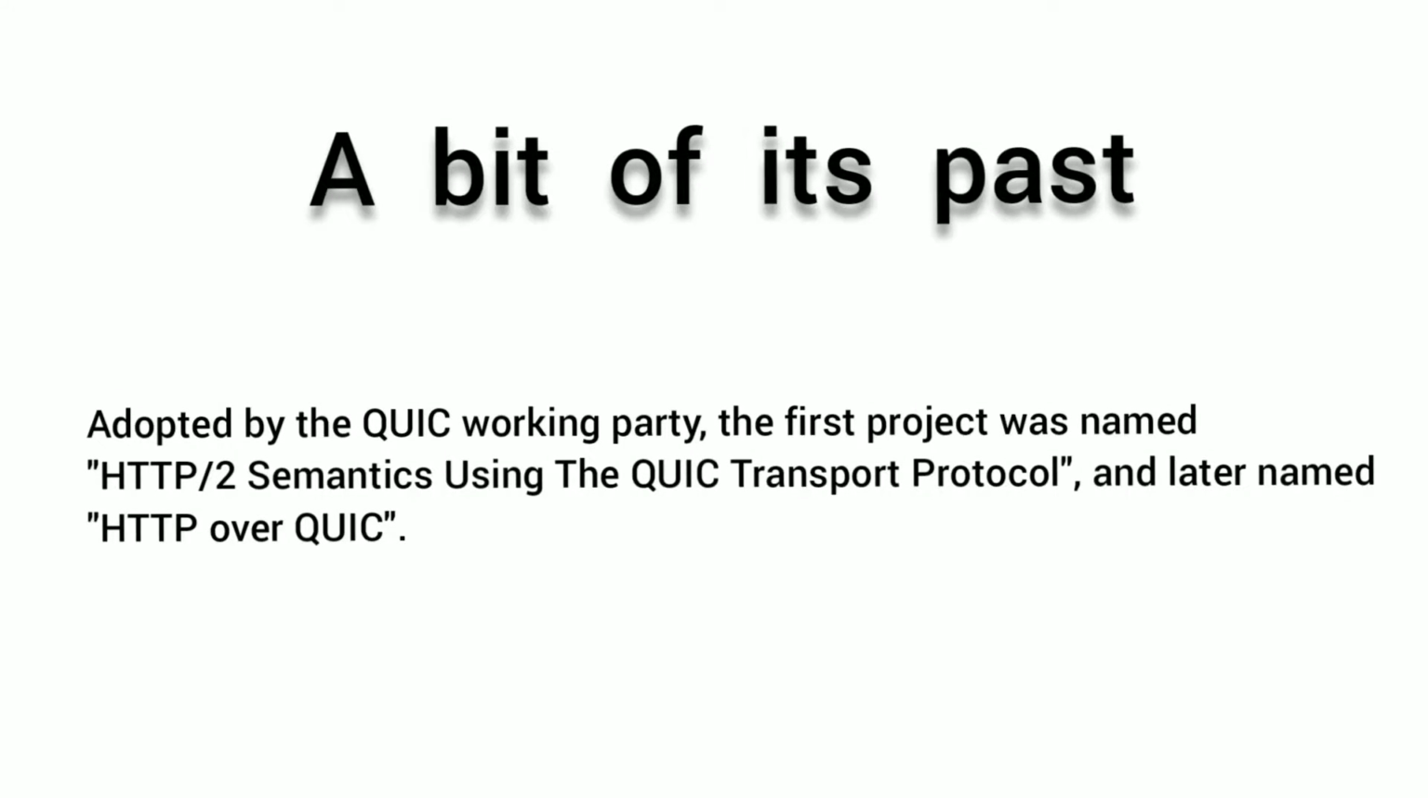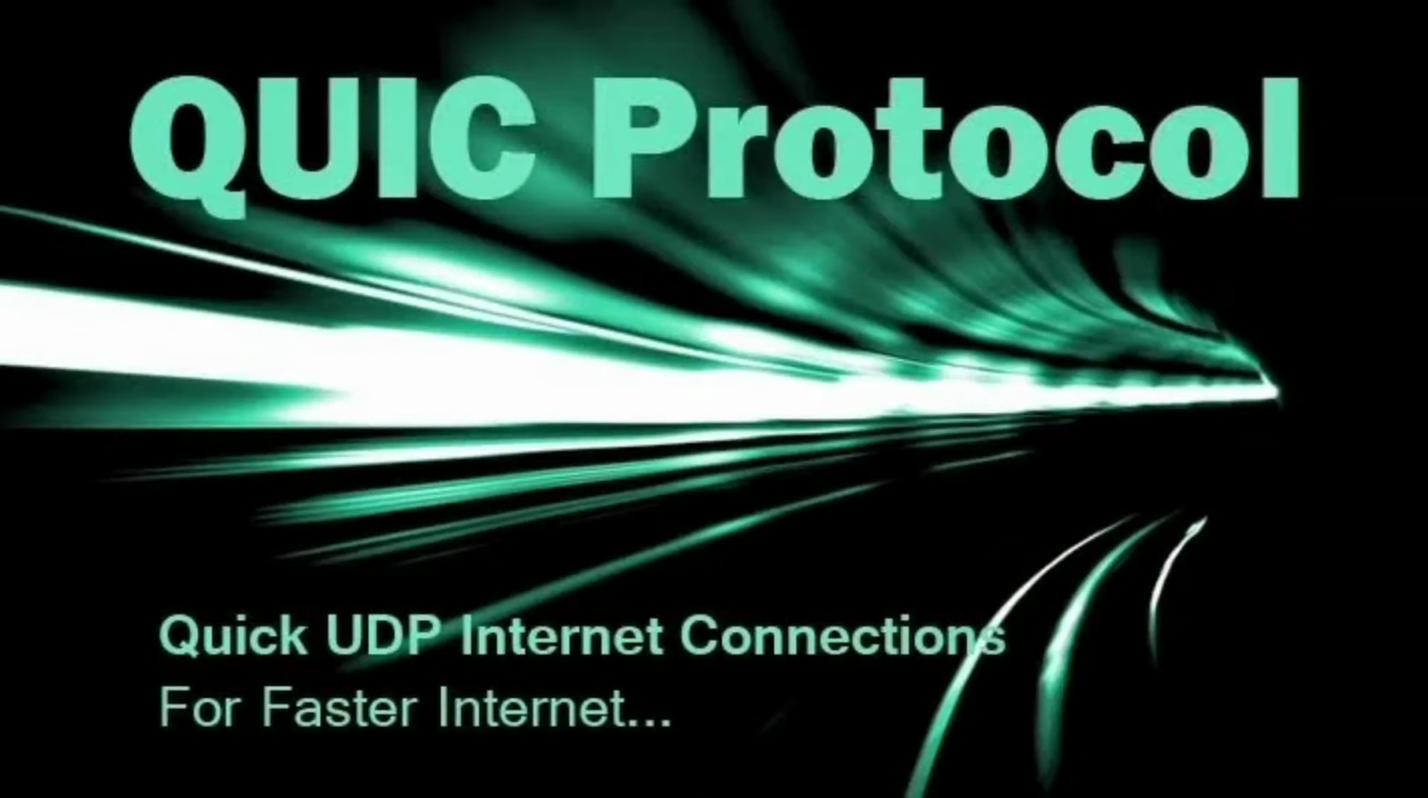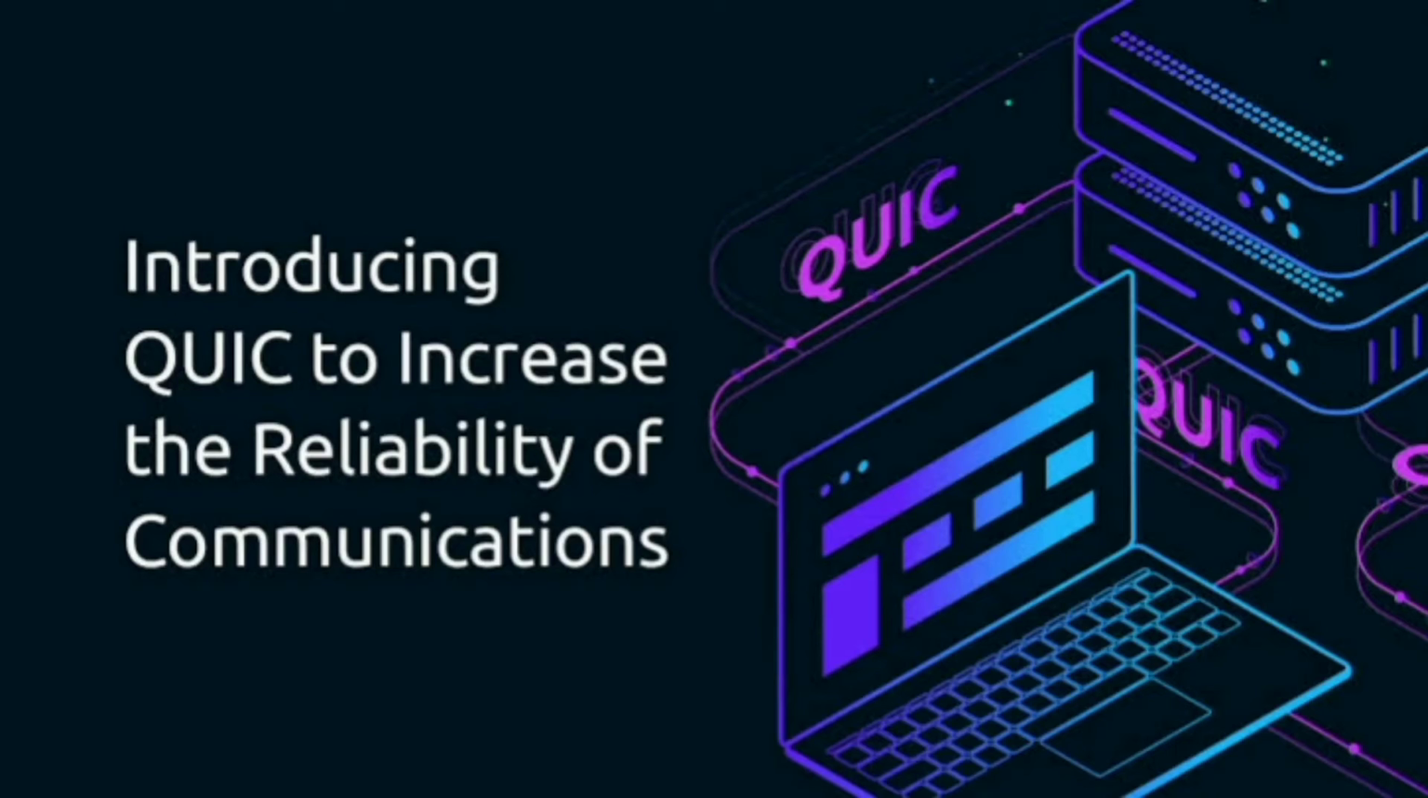Now, let's go through a bit of its past. Adopted by the QUIC Working Group, the first project was named HTTP/2 Semantics using the QUIC Transport Protocol, and later named HTTP over QUIC. By the way, QUIC is a transport layer protocol designed in 2012 by Jim Roskind at Google, with the intention of reducing connection and transport latency, as well as providing bandwidth estimation in each direction to avoid congestion.